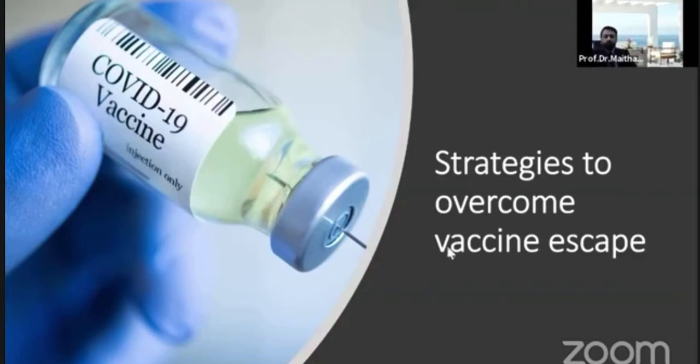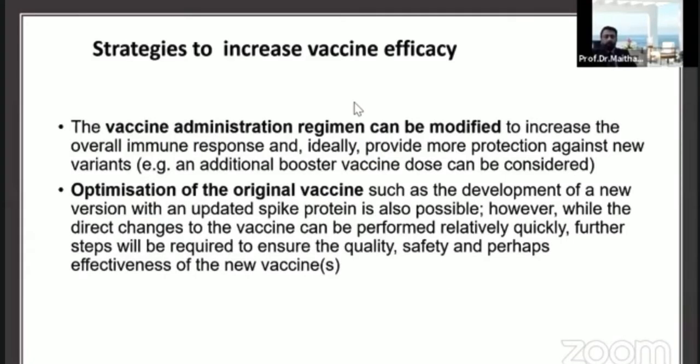So, strategy to increase vaccine efficacy. The vaccine administration can be modified to increase the overall immune response and ideally provide more protection against new variants. For example, an additional booster vaccine could be considered. Optimization of the original vaccine, such as the development of a new version with updated spike protein, is also possible.